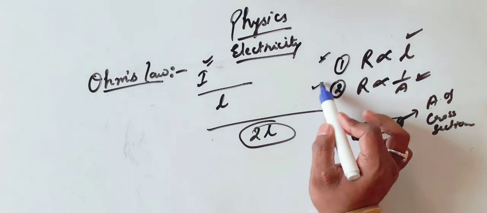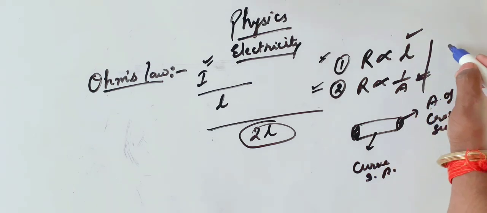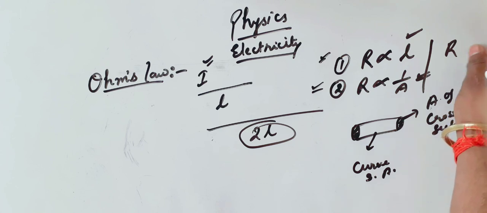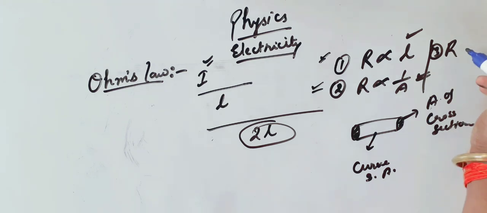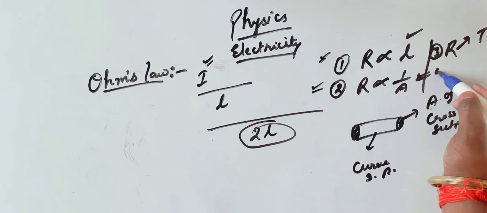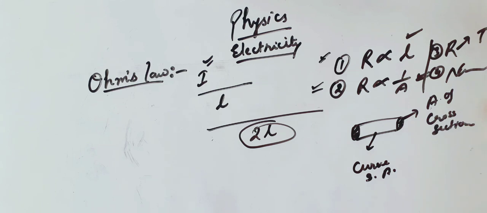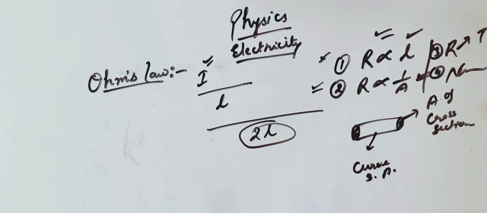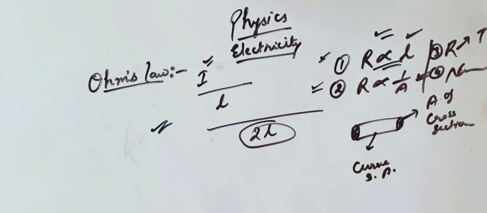It is inversely proportional to the area of the conductor, and the resistance also depends on temperature. We can't say directly, because in some cases it is also inverse. So it also depends on temperature, and the fourth one is the nature of the material. So resistance depends on the nature of the material. You have seen resistance is directly proportional to the length of the conductor. This is a hint to solve this question.